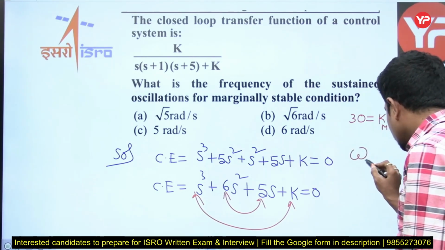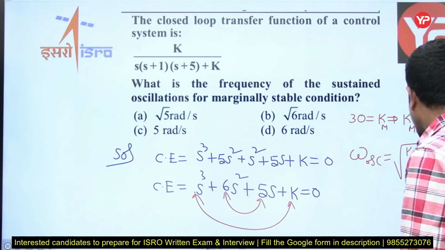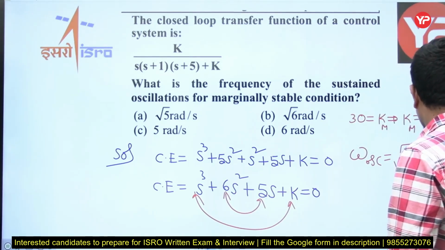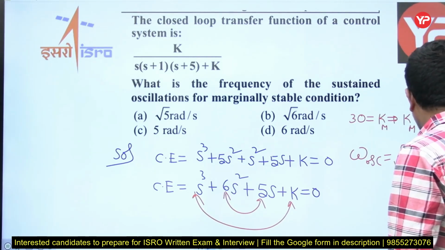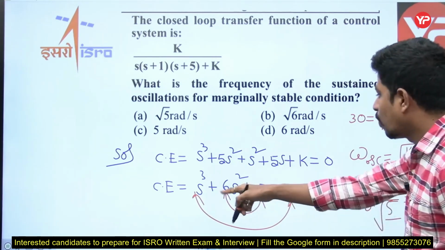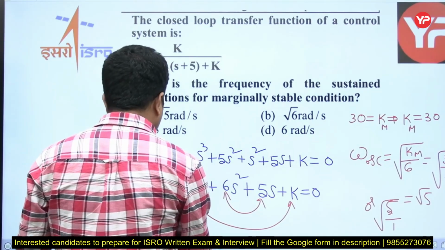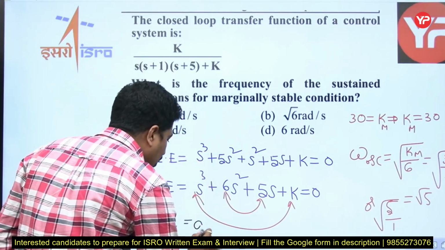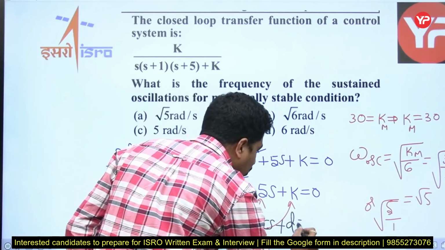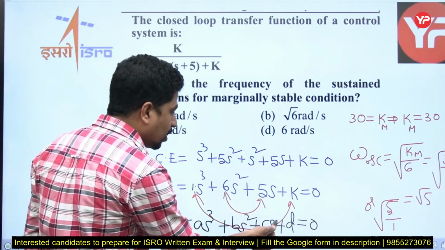Then the omega oscillations formula is under root of D by B. How much is D? K. B is how much? 6. But D is how much? 30. 30 by 6, under root 5, or under root of C by A. What is C? 5. A is how much? 1. Sir, what is this ABCD? Compare this with the characteristic equation, I am writing A S cube plus B S square plus C S plus D equal to 0. Compared with this one, A is 1, B is 6, C is 5, D is K.